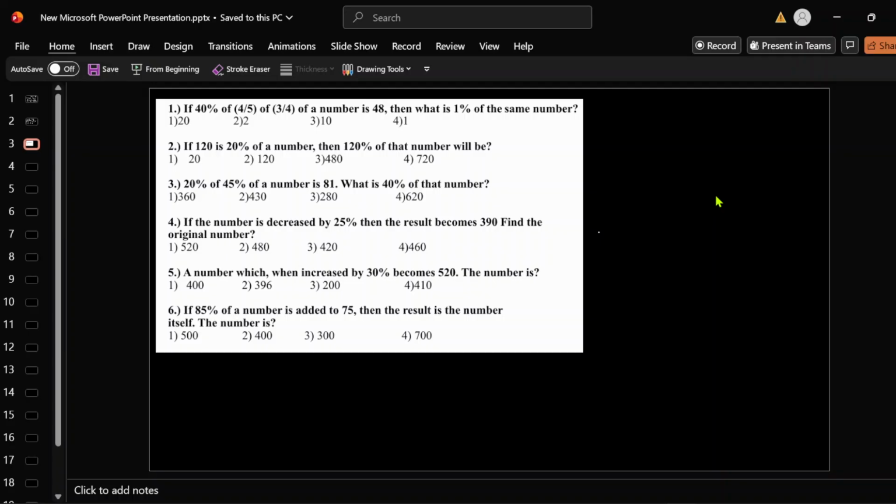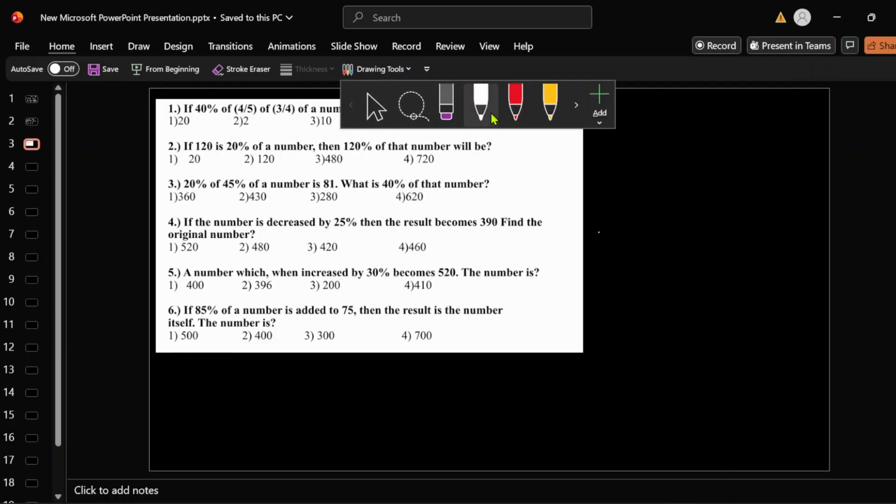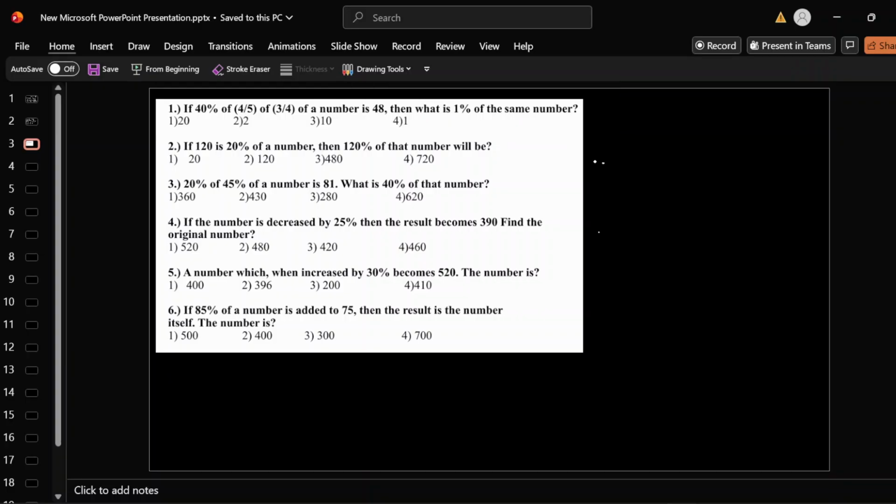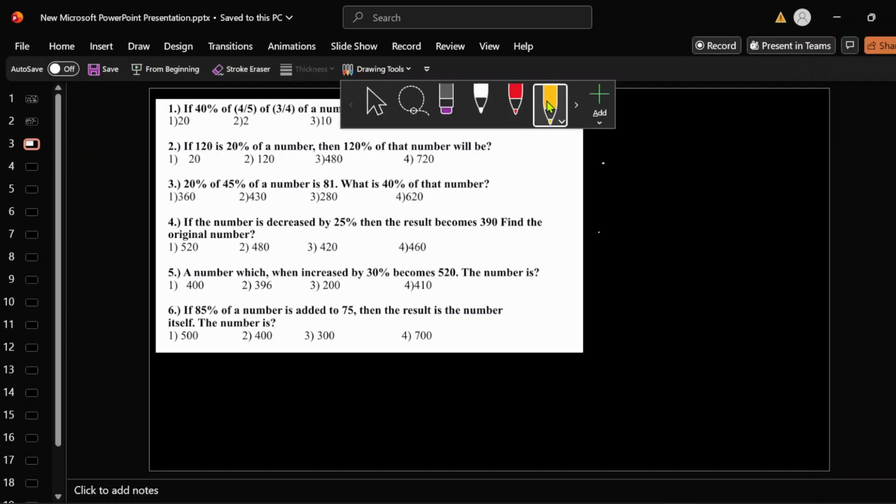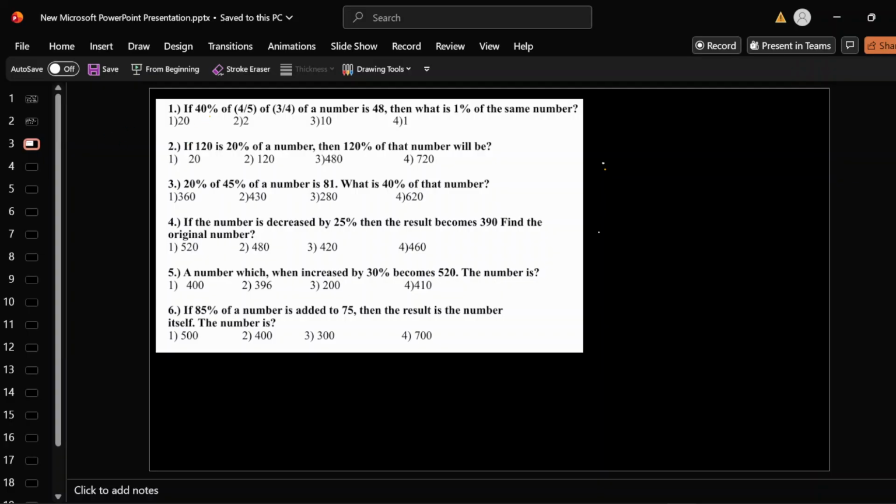Okay, the first question. 40% of 4 by 5 of 3 by 4 of a number is 48. Then what is 1% of the same number? So if we see here, he has given 40%. 40% means we have to write the fraction value as 40 by 100.